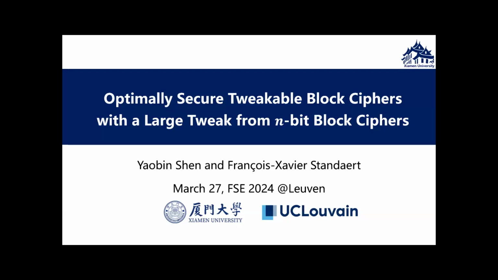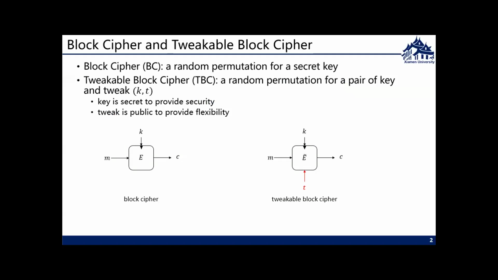Okay, thanks for the introduction. This work was done when I was a postdoc at KU Leuven, and now I have moved to Xiamen University. Block ciphers and tweakable block ciphers are two important primitives used to design building blocks for more advanced cryptographic protocols. A block cipher is a keyed permutation indexed by the secret key, while a tweakable block cipher has an additional parameter called the tweak. For each pair of key and tweak, it gives a permutation. The key is secret to provide security, while the tweak is public to provide flexibility.